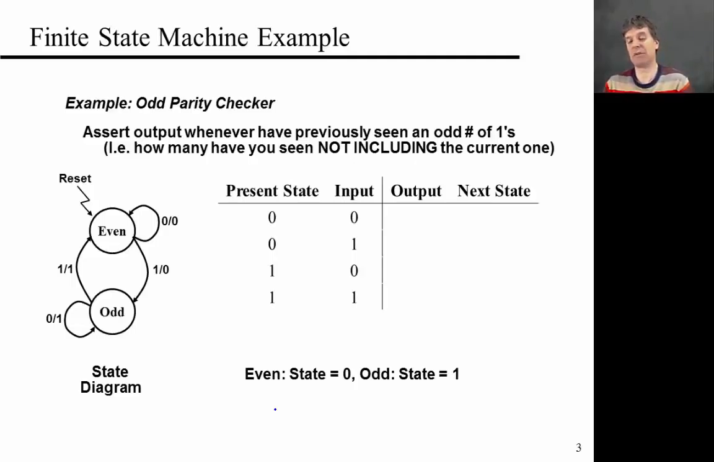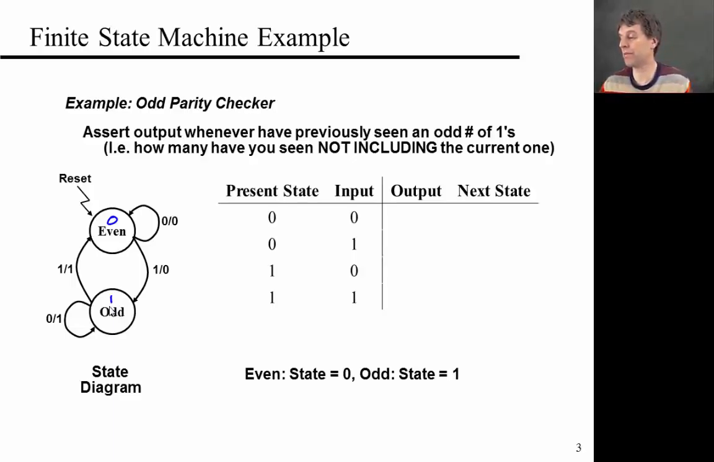So it says you want to build a system that asserts the output, so an output is true whenever you have previously seen an odd number of ones. Not including the current one. Okay. So the concept is very simple. In this particular case, these two circles here are the states. There's two states. I'm going to call this state 0 and 1. What I'm doing here is I've provided actually a state encoding.